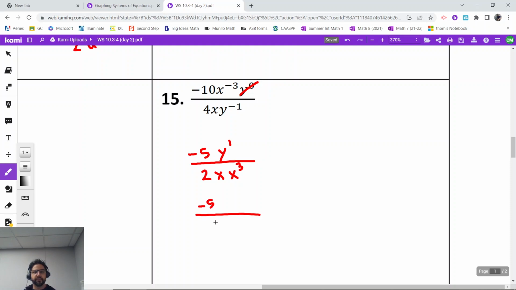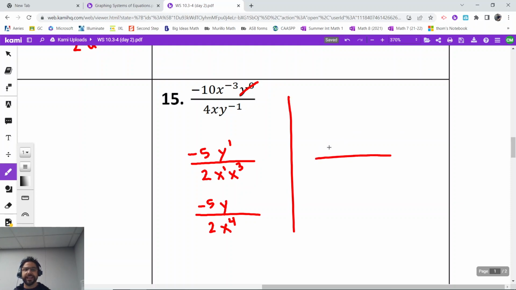Stays negative 5 over 2, but your x, if you notice, you've got kind of like a 1 and a 3. So when we add them together, we get a nice 4. And a y to the first power, well, you can just say it's a y. That's method number 1. If you want to, you can do method number 2.